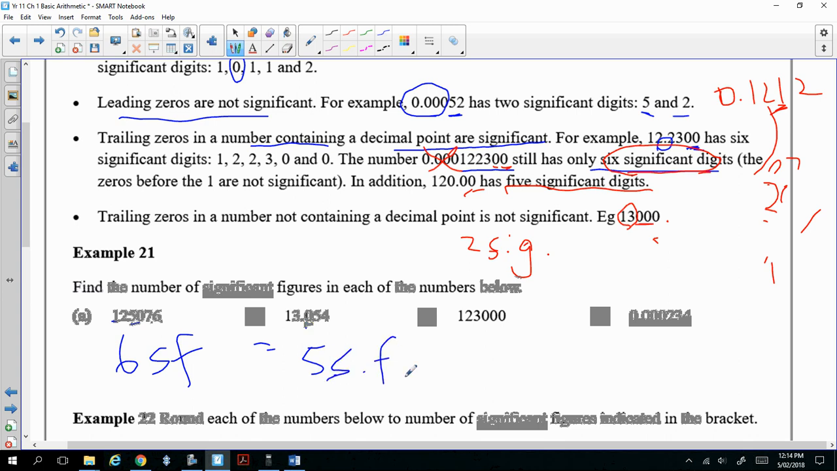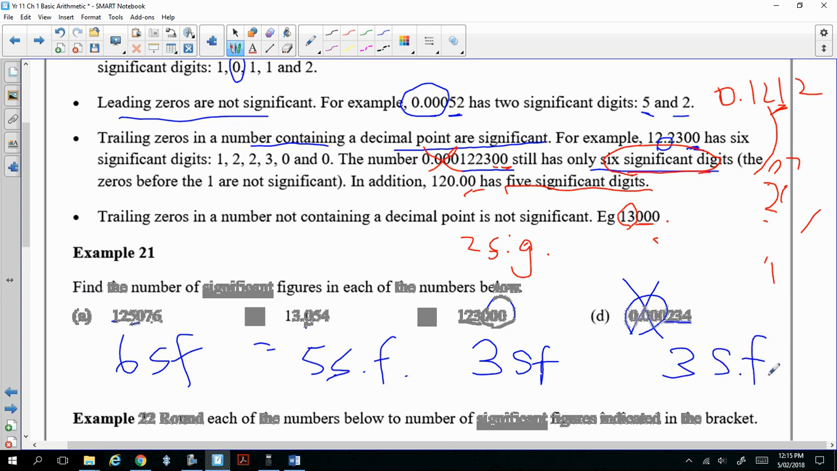Let me ask a student. Julia, how many significant figures does this have? 3. Yes, we do not count the zeros. Okay, so we write 3 significant figures. Right, next one. Catriona, how many significant? 3 significant, yes, because we don't count these, so we can only get 3.